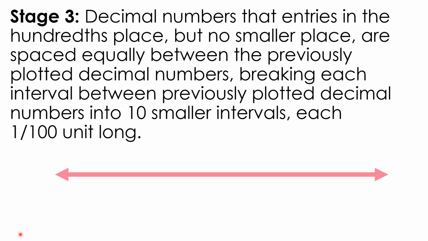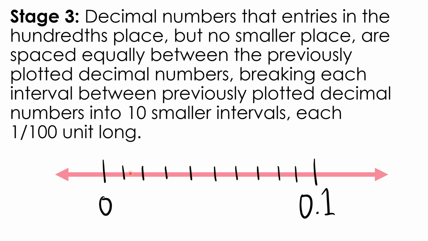All right, so maybe we're looking in between 0 and 0.1. Then you would break that once again into 10 intervals using 9 tick marks. That's 1, 2, 3, 4, 5, 6, 7, 8, 9, 10. So 10 little intervals. Then you're going to label those 0.01, 0.02, 0.03, 0.04, all the way to 0.09, and then 0.10.